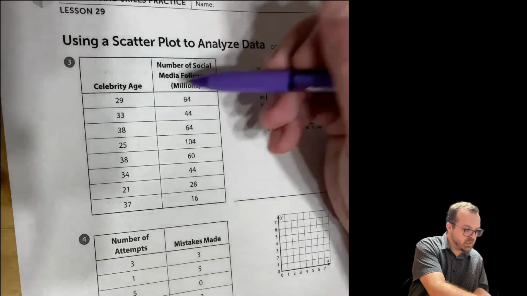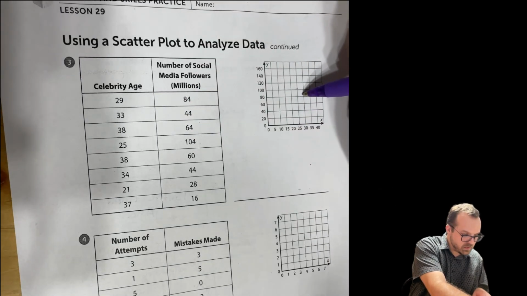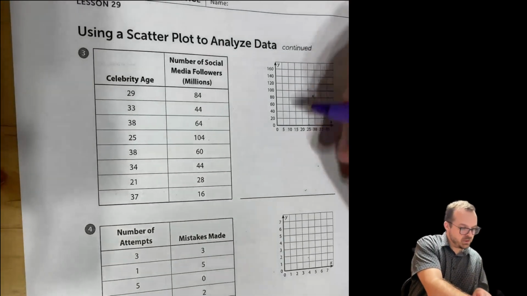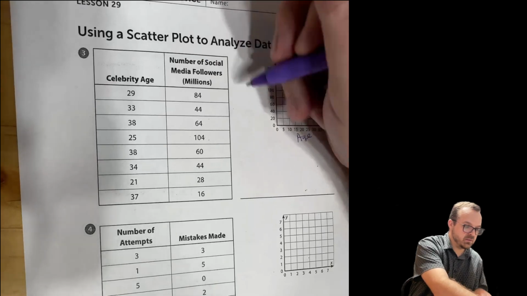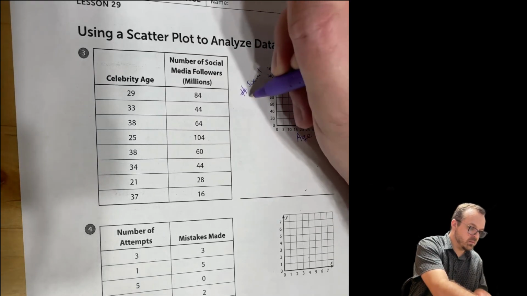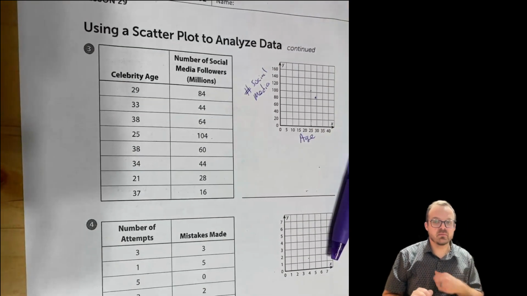Plot those points, 29, 84. 29 is almost 30, comma 84 is just above 80. Be right there, so on and so forth, right? I would do age here, and then number of social media followers here. So this would be your social media over here, right? Plot away, have at it. Try it on your own, okay?